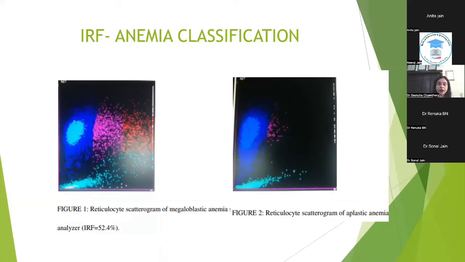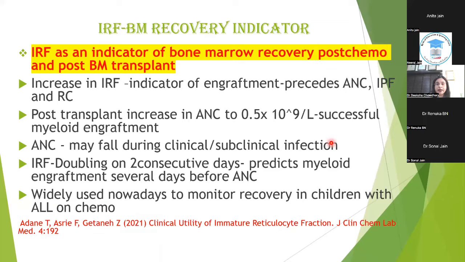So these are two scattergrams. You can easily see that this is an aplastic anemia case in which there is no IRF band, while here we have IRF; these are the megaloblastic anemia cases. IRF can be seen in this, while the IRF, that is the mid and high fluorescent regions, are absent in aplastic anemia cases. Now, IRF can be used as an indicator of bone marrow recovery post chemotherapy and post bone marrow transplant. An increase in IRF is an indicator of engraftment, and it precedes the absolute neutrophil count, IPF, that is immature platelet fraction, and reticulocyte count.